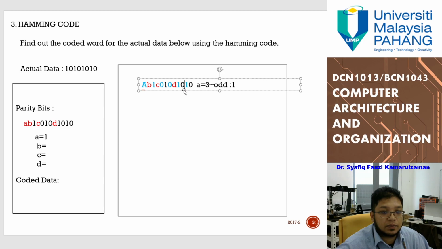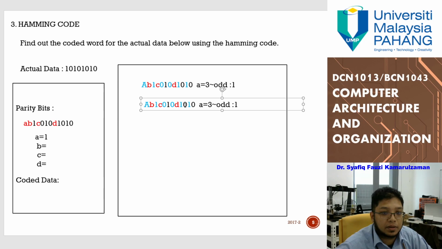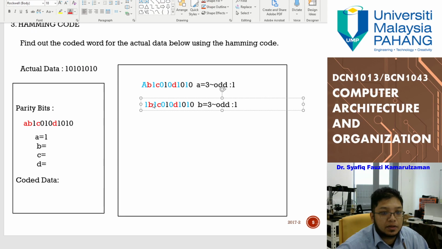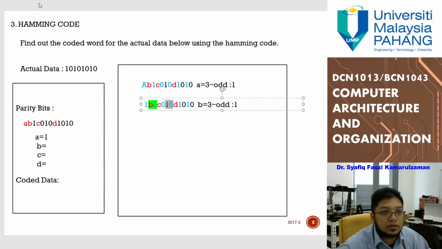Next we go for B. Since we already got A, we change A to 1. So B now, let's change the color for B. Instead of using this, it's better to use highlight, it's easier. B is take 2, skip 2. You see that inside this green section, the total of 1s is 3, which is odd. So this one is 1.